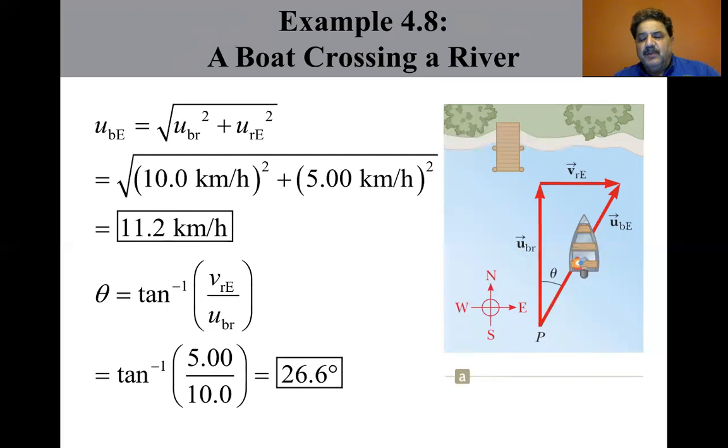Now, let's finalize this problem. The boat is moving at a speed of 11.2 kilometers per hour in the direction 26.6 degrees east of north relative to the earth. Notice that the speed of 11.2 kilometers per hour is faster than your boat speed of 10 kilometers per hour. The current velocity adds to yours to give you a higher speed. Notice that your resultant velocity is at an angle to the direction straight across the river, so you will end up downstream as we predicted.